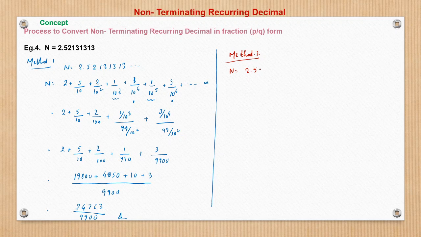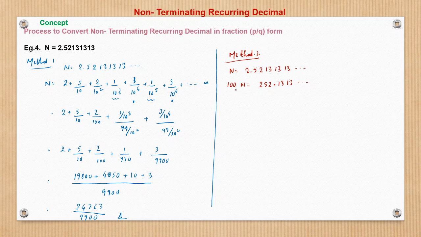So n is 2.52131313 so on, right? So first intention is to keep only the repeating digits after decimal. So to achieve this objective, what we will do, we will multiply n by 100. So it becomes 100n will lead us to 252.1313 and so on. So our first objective is met, that we arrange the equation such that only the repeating digits are after decimal. To do that, we brought this 0.52 after decimal before decimal by multiplying both the sides by 100.